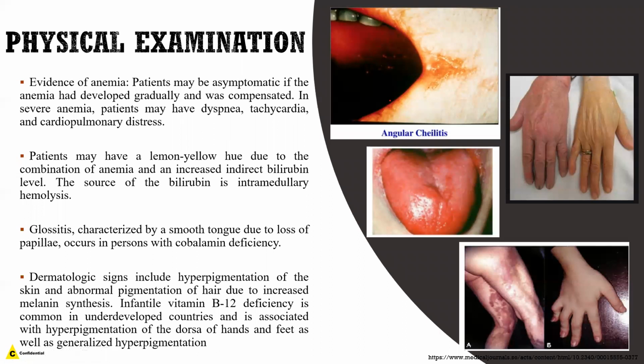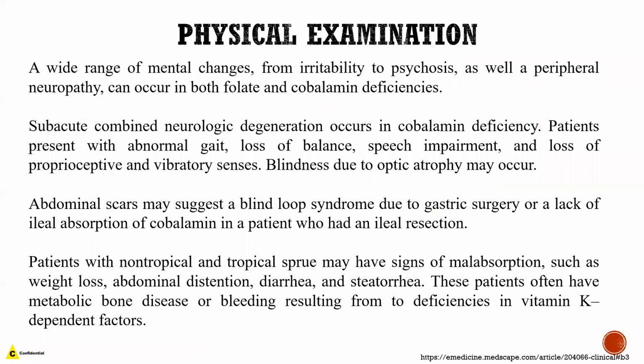Dermatologic signs include hyperpigmentation of the skin and abnormal pigmentation of hair due to increased melanin synthesis. Infantile vitamin B12 deficiency is common in underdeveloped countries and associated with hyperpigmentation of the dorsa of the hands and feet, as well as generalized hyperpigmentation. The wide range of mental changes from irritability to psychosis, as well as peripheral neuropathy, can occur in both folate and cobalamin deficiency. Subacute combined neurologic degeneration occurs in cobalamin deficiency.